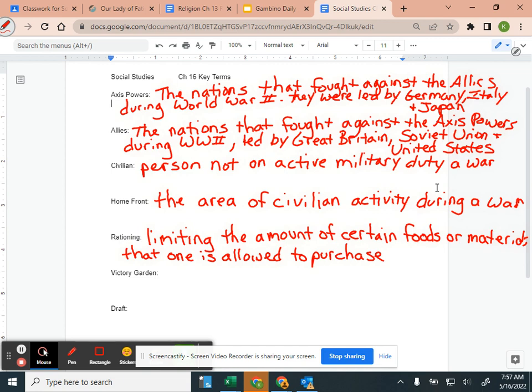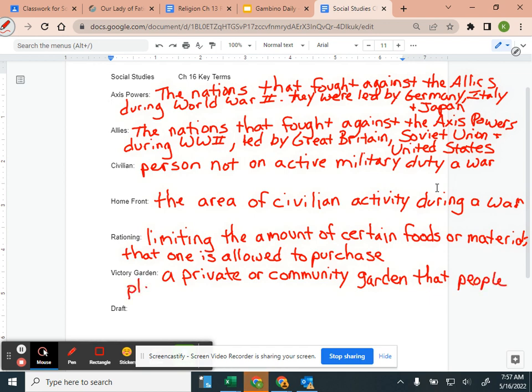Victory Garden is a private or community garden that people planted to help relieve food shortages during wartime.